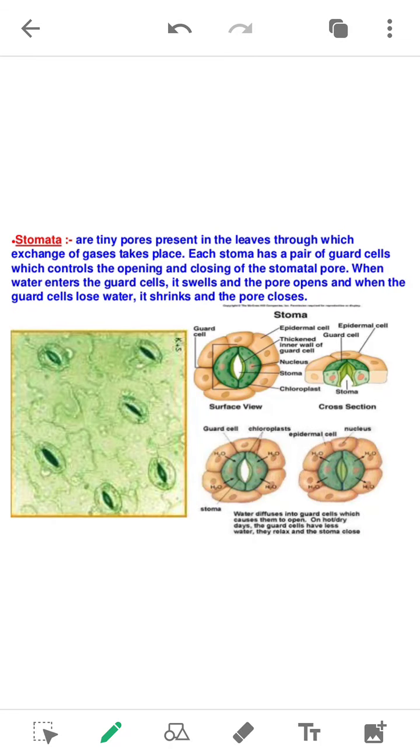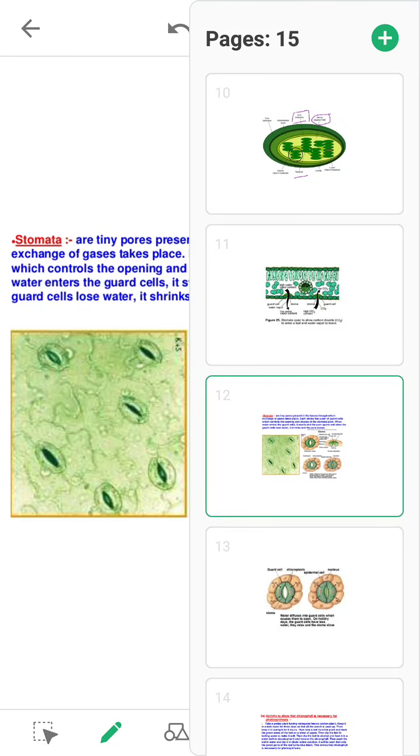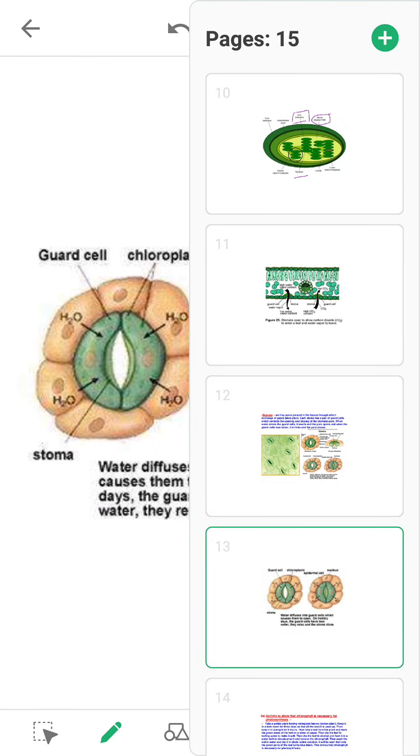Stomata are the tiny pores present in the leaves through which exchange of gases takes place. Each stoma has a pair of guard cells which control the opening and closing of the stomatal pore. When water enters the guard cells, they swell and the pore opens. When the guard cells lose water, they shrink and the pore closes. Now here you can see the stomata under an electron microscope. It looks like this.